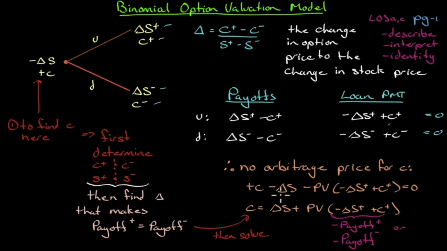C minus ΔS minus the present value of negative ΔS⁺ plus C⁺. Here's the loan payment, right? So isolating for C, we have ΔS plus the present value of payoff plus or payoff minus. These are our payoffs. That's the loan amount we're paying off.